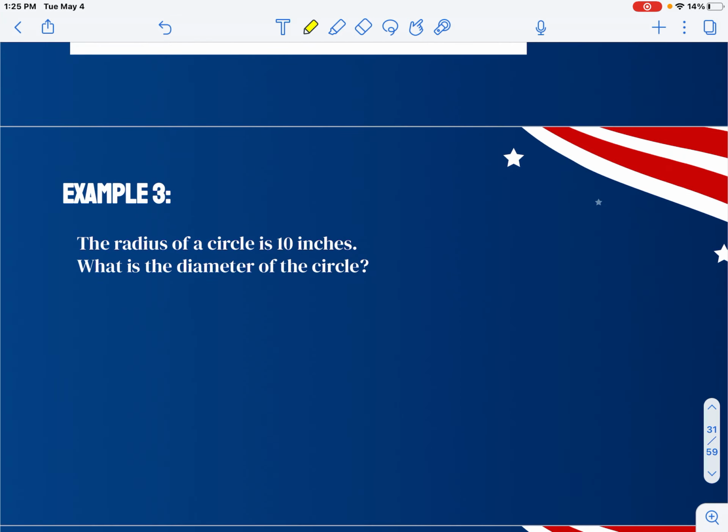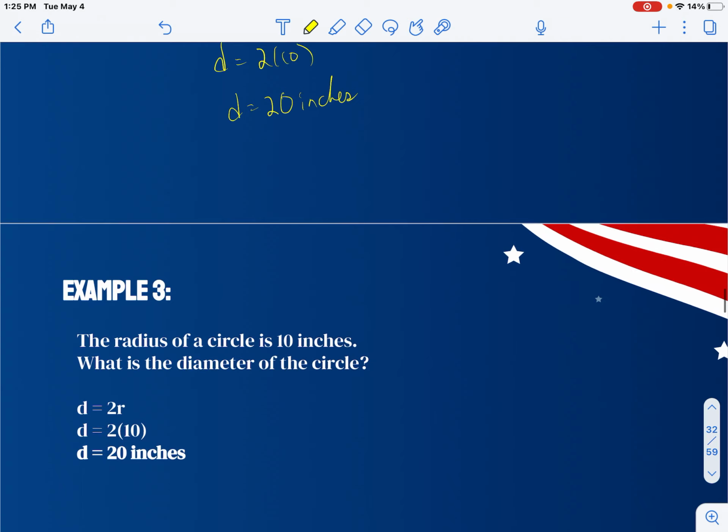So for example, the radius of a circle is 10 inches. What's the diameter? Well, again, the diameter is 2 times the radius. So the diameter is 2 times 10, which is 20 inches.